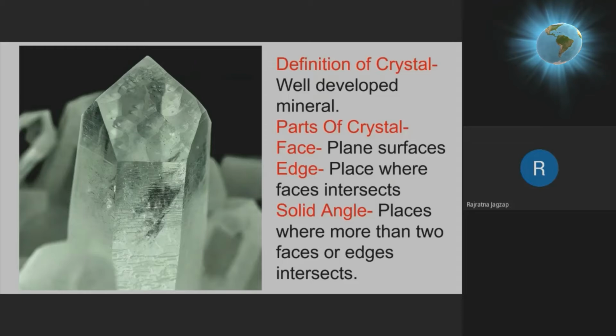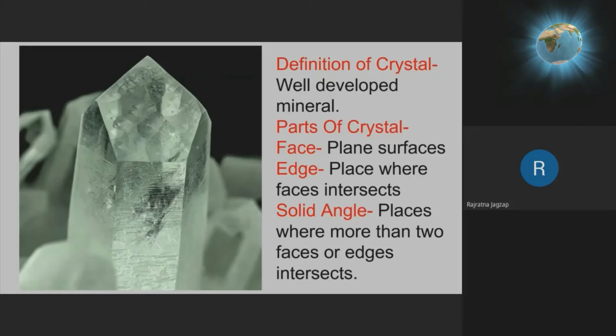The short definition of a crystal is that it is a well developed mineral. We know the definition of mineral. A mineral is a naturally occurring solid having definite chemical composition, which develops definite atomic structure, and due to that we have definite physical properties, and these crystals are formed by natural inorganic process. So the short definition for crystal is well developed mineral.